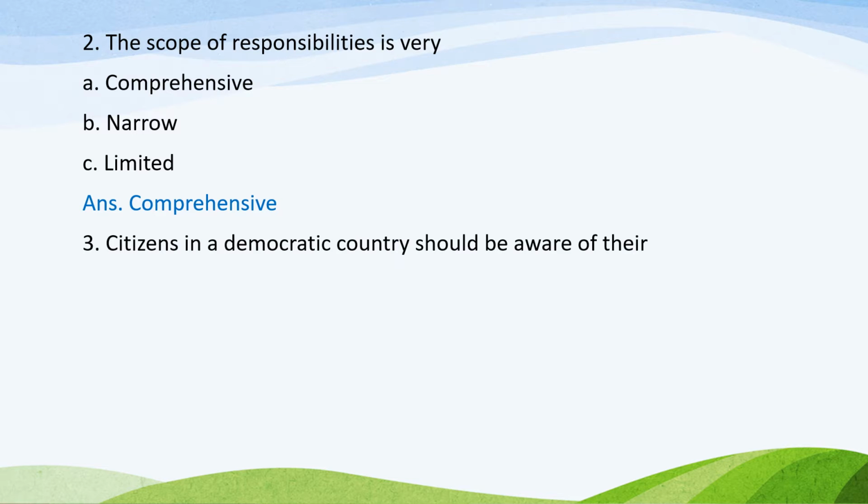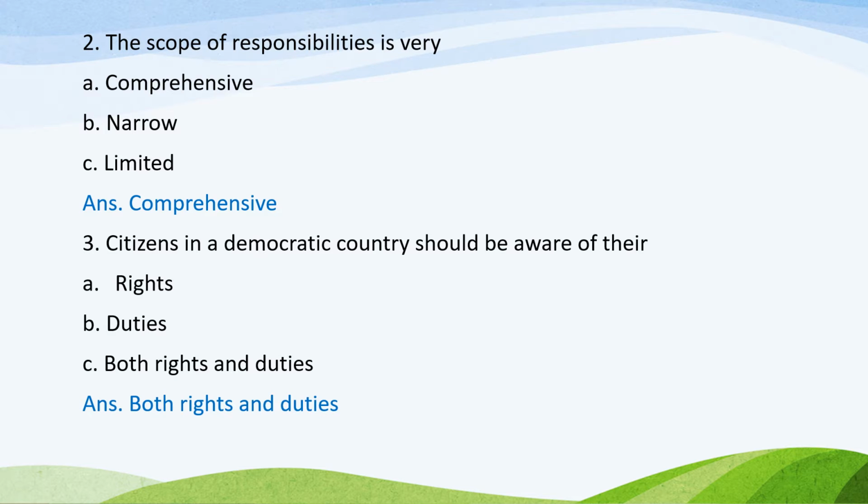Now come to the next question. Number 3 is, citizens in a democratic country should be aware of their option A, rights. Option B, duties. Option C, both rights and duties. So students, can you guess the answer? Citizens in a democratic country should be aware of their what? Rights, duties, or both rights and duties? Yes, very good. The answer is both rights and duties. That means a citizen in a democratic country should be aware of both their rights and duties.